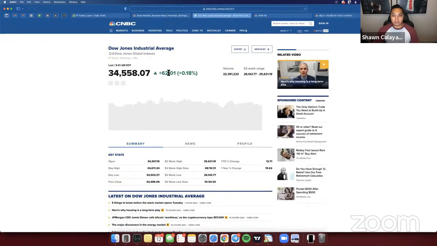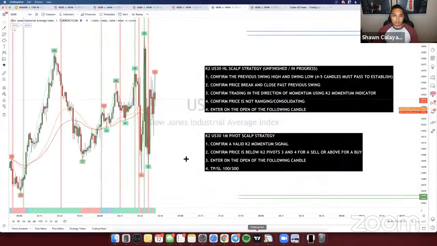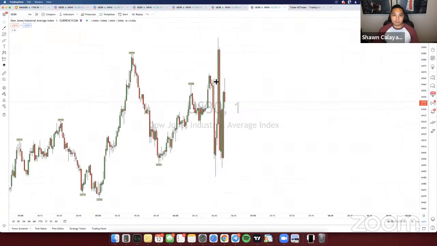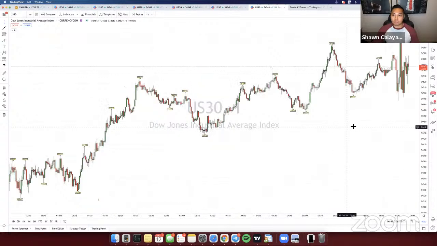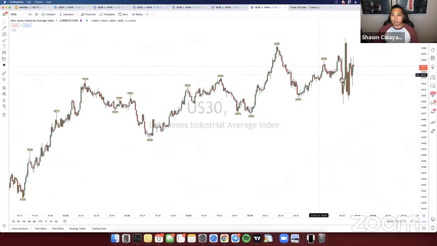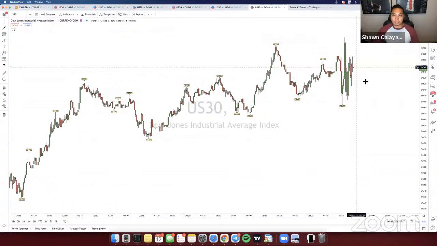Obviously price right here, it still hasn't gone above 100, so there's no strong bias there. And if you just zoom out from this point at the clean chart, it's still going sideways. So there's still no direction set. You can see price is just going down, going up, going down, going up. It's going back and forth.